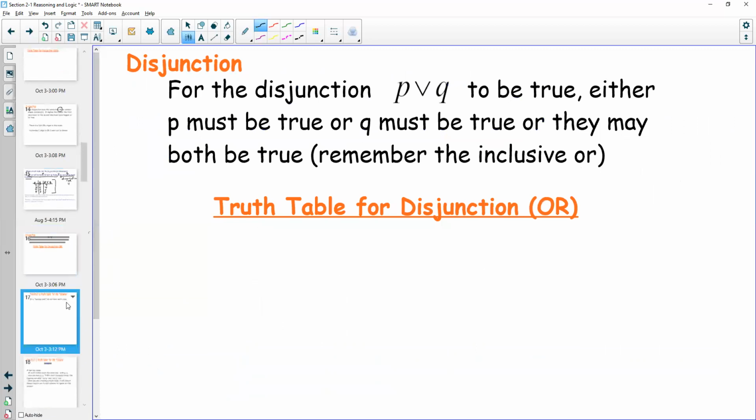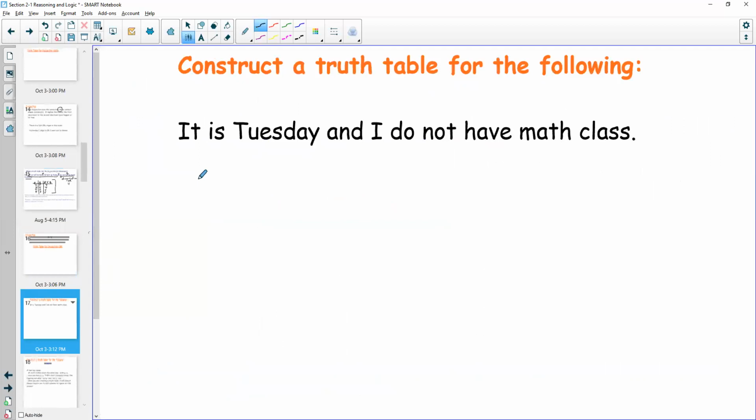Now let's try a truth table here. It is Tuesday, and I do not have math class. So this is P. And this part, where it says I do not, is not Q, because there's a not in there, right? So if I want to build a truth table for this, before I can do anything else, you think about it like not is a step above the basic, right? P is basic and Q is basic. I always have to start with the ingredients before I make a recipe. P and Q are my ingredients.